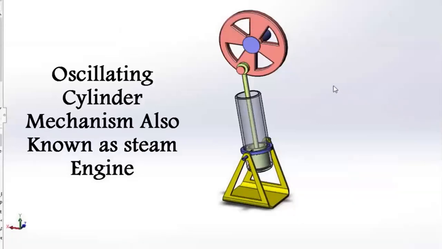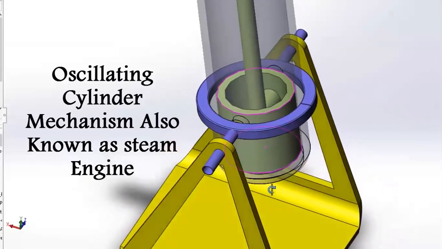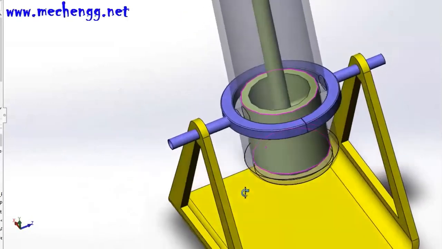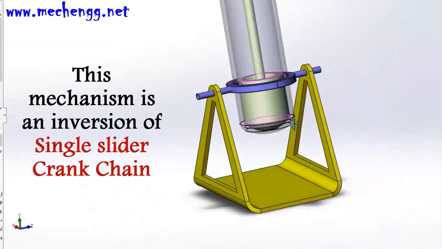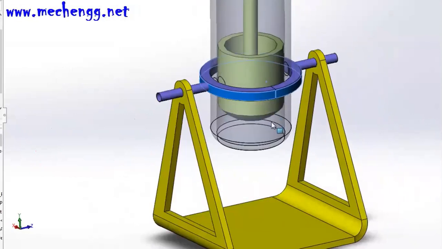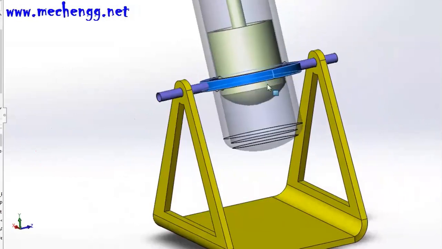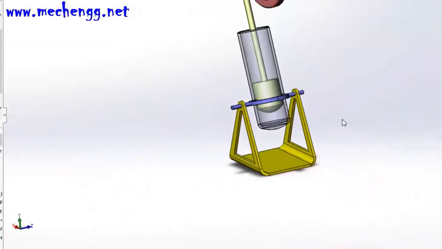So here we are seeing the oscillating cylinder mechanism. This is also called the steam engine mechanism, because in the steam engine we use this mechanism. This mechanism is an inversion of the single slider crank chain. You are seeing the 3D picture of the mechanism.